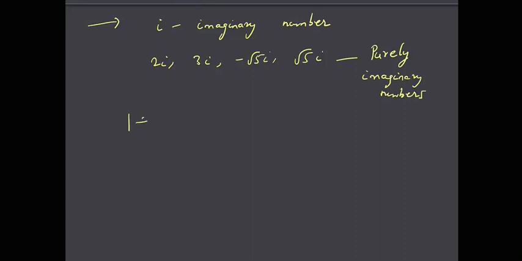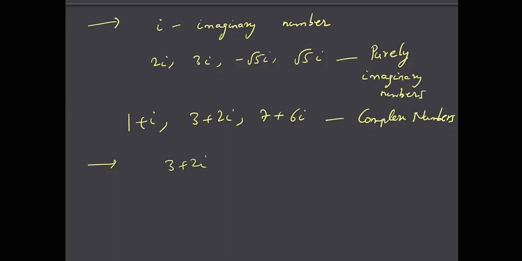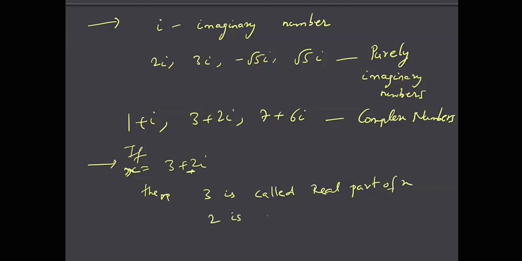But if you have, say, 1 plus iota, 3 plus 2 iota, 7 plus 6 iota, these are called complex numbers. Okay. Suppose if you have x is, say, 3 plus 2 iota, then the 3 is called real part of x, whereas this 2 is called imaginary part of x.